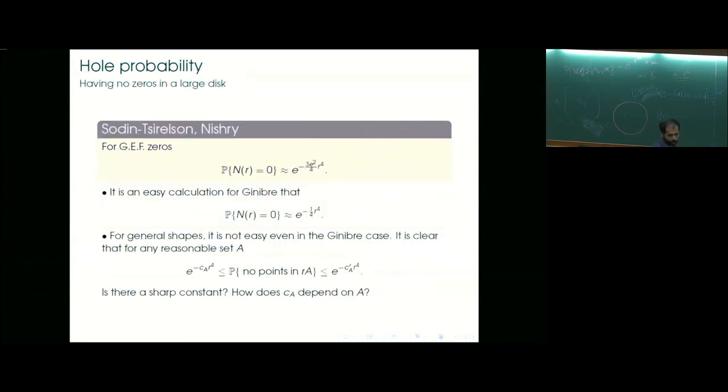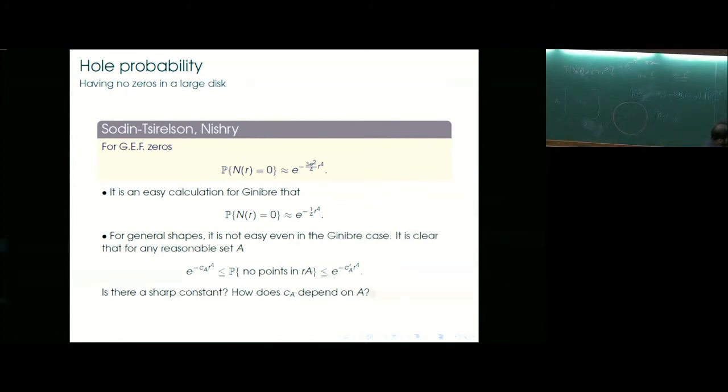So let's look at the probability that there are no zeros in the disk of radius r, for example. This is an interesting quantity called the hole probability. In the case of the Ginibre ensemble, it is an easy calculation. We have formulas and we work with them. It's possible to find exactly the probability that n of r equals 0.